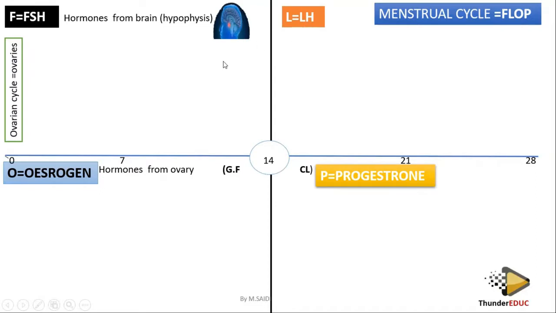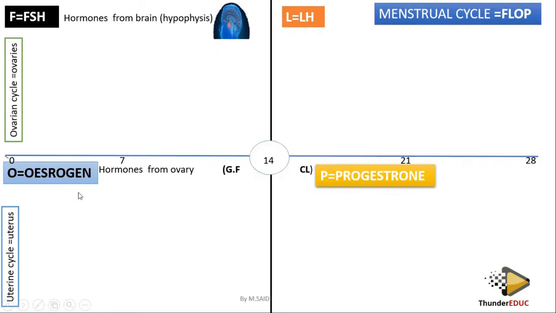So if they ask you any questions concerning the ovarian cycle, I expect you to talk about these two hormones. Then this one is the uterine cycle. The ovarian cycle occurs in the ovary, while the uterine cycle occurs in the uterus. So from there, you know where they are produced from.